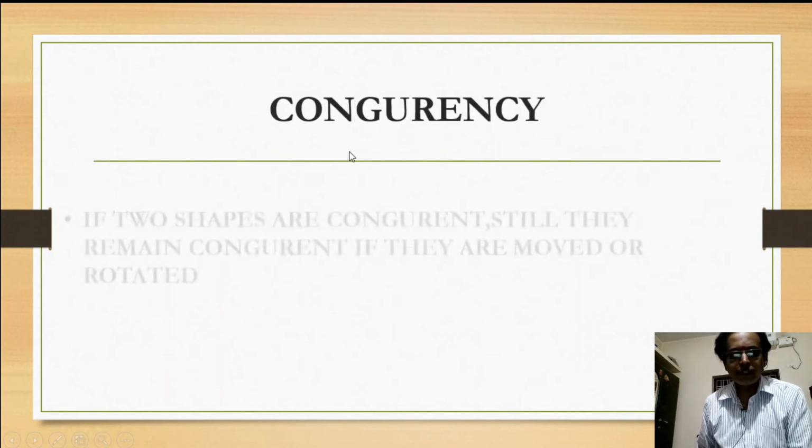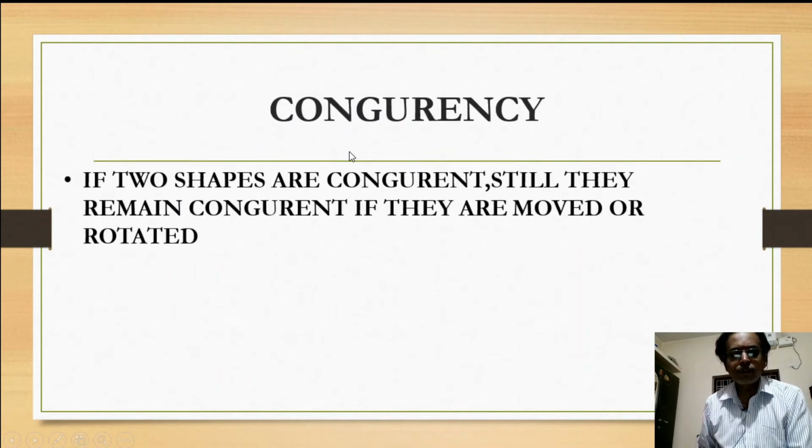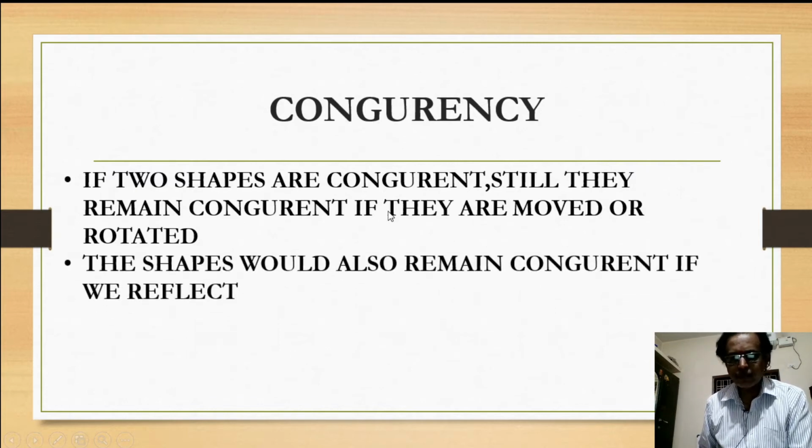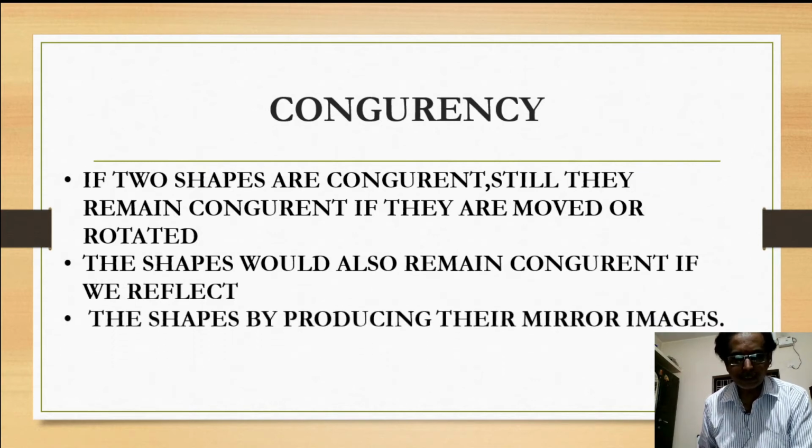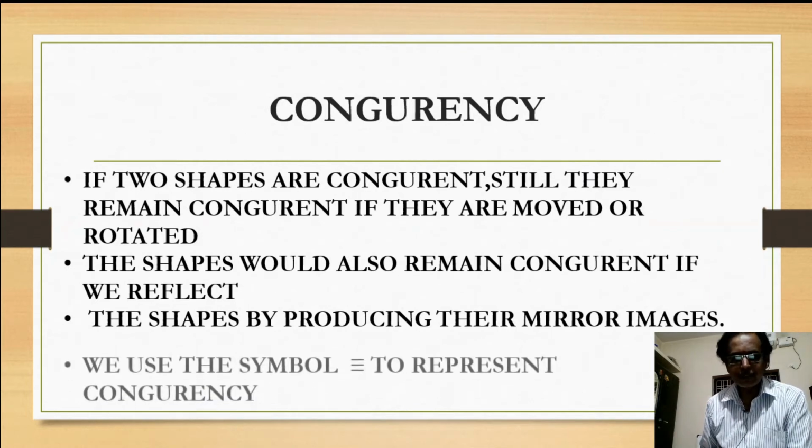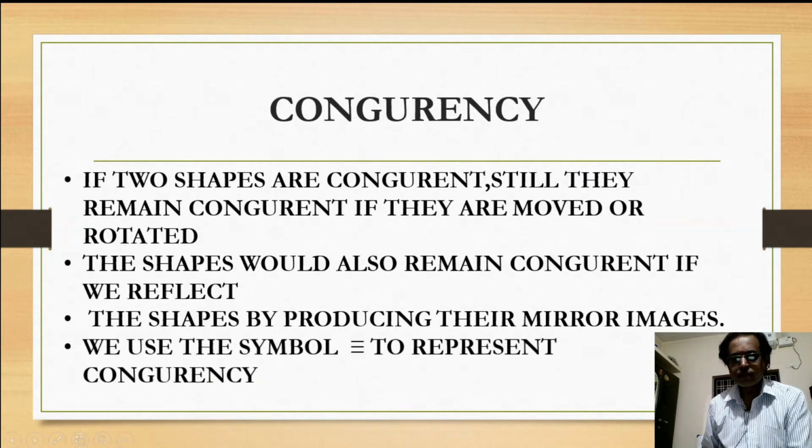Now congruency. If two shapes are congruent, they still remain congruent if they are moved or rotated. The shapes would also remain congruent if we reflect them by producing their mirror images. We use this symbol of three lines to represent congruency.